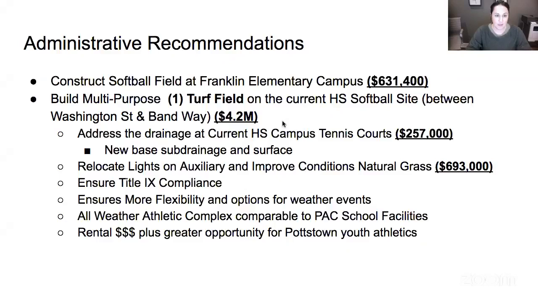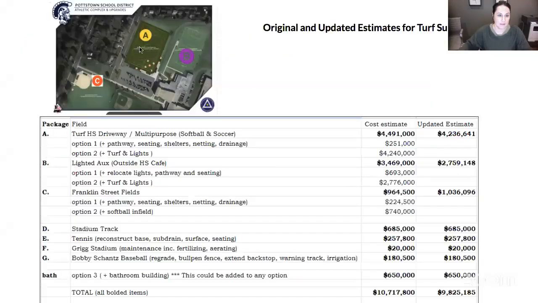The second recommendation would be, if we're looking to put a turf field in, it would be on the current high school softball site. So I'll just go back in these slides, and that is section A, the high school, right between the driveways, where the multi-purpose, we could lay a multi-purpose turf infield in there, and it is where the current softball field is now.